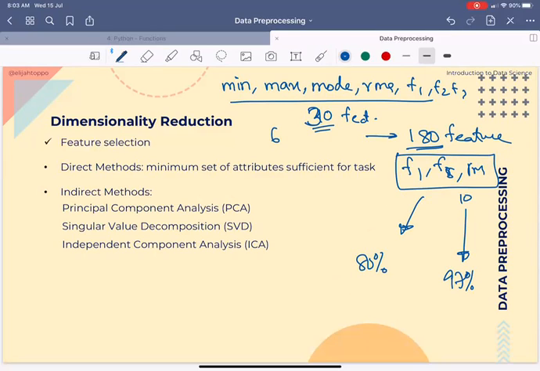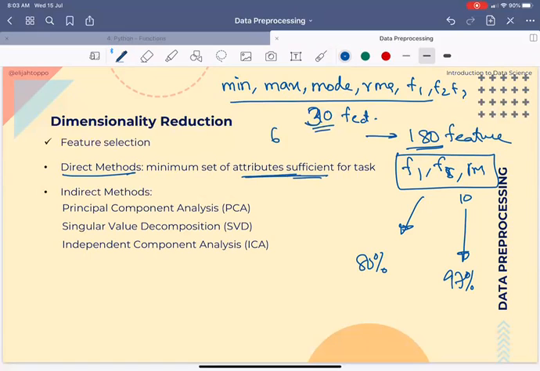I will not take all 180 features and work them out. All the 180 features will add very little value to my model. At the same time, it will be very bulky. At the same time, it will be very costly to implement. Okay. So based on these ideas, we could use direct methods, which help us select the sufficient attributes, which will be enough for our calculation.